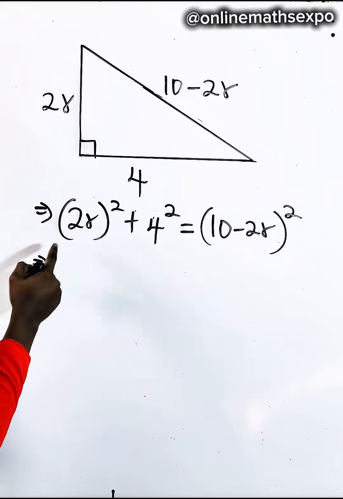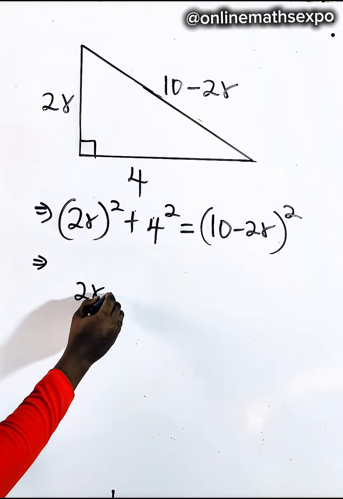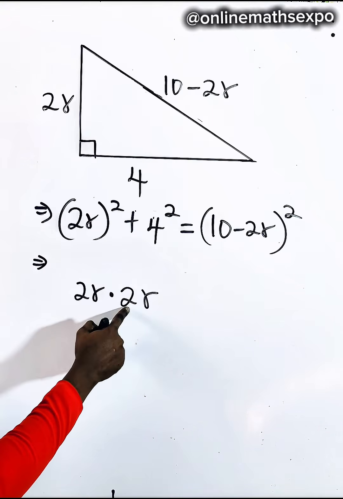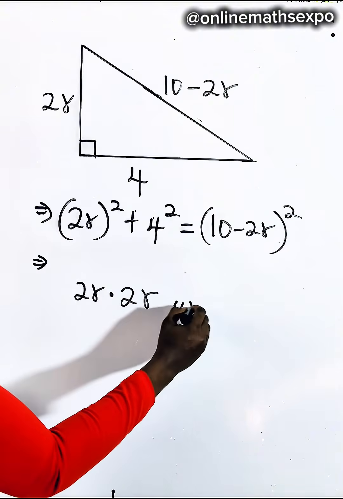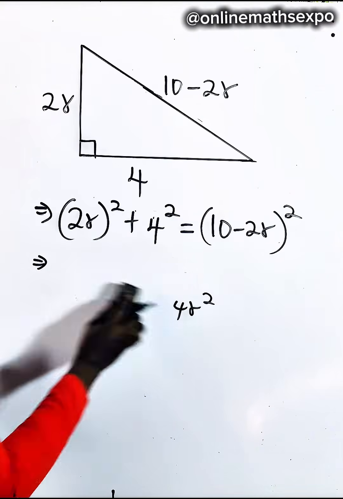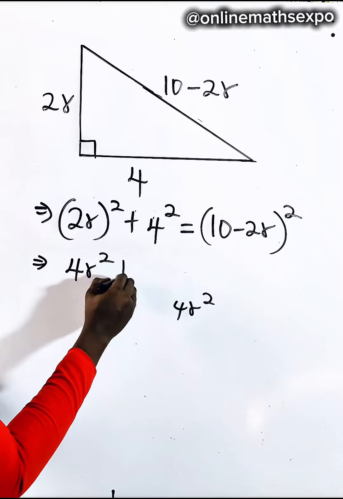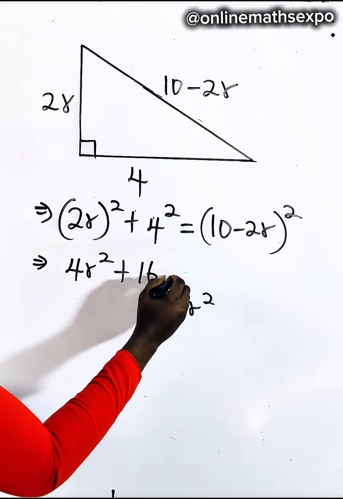So we simplify this. This means 2r multiplies 2r. 2 times 2 is 4. r times r is r squared. So this gives us 4r squared. 4 squared gives us 16.